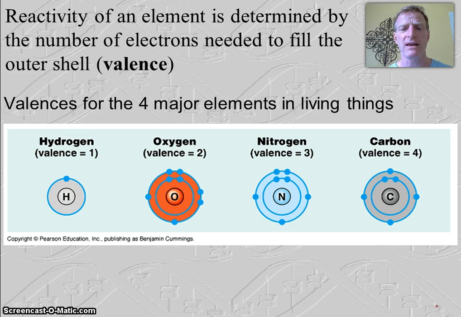So when we talk about the valence, it's basically how many electrons these atoms want to fill their outer shell. And they're going to do that by combining with other atoms to form molecules. Carbon's important because it needs 4. So it's going to form a lot of bonds with other atoms to fill its outer shell. And we'll look at how that occurs in a second.